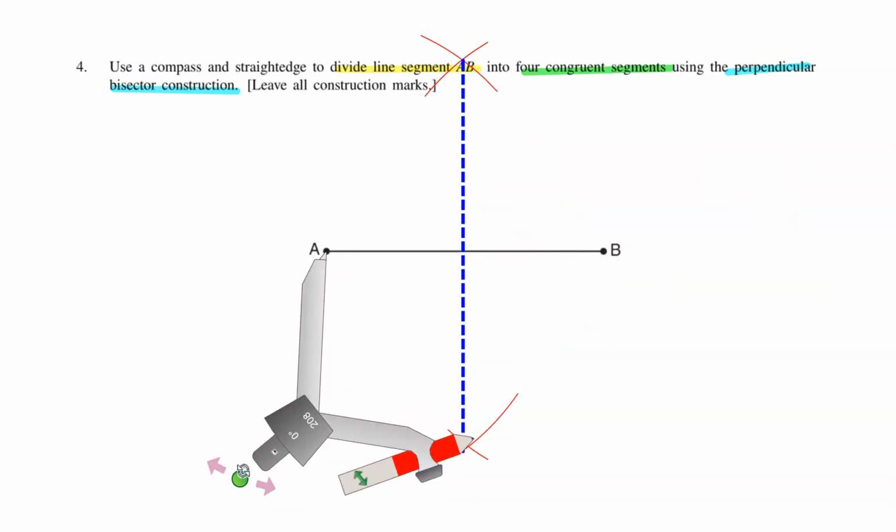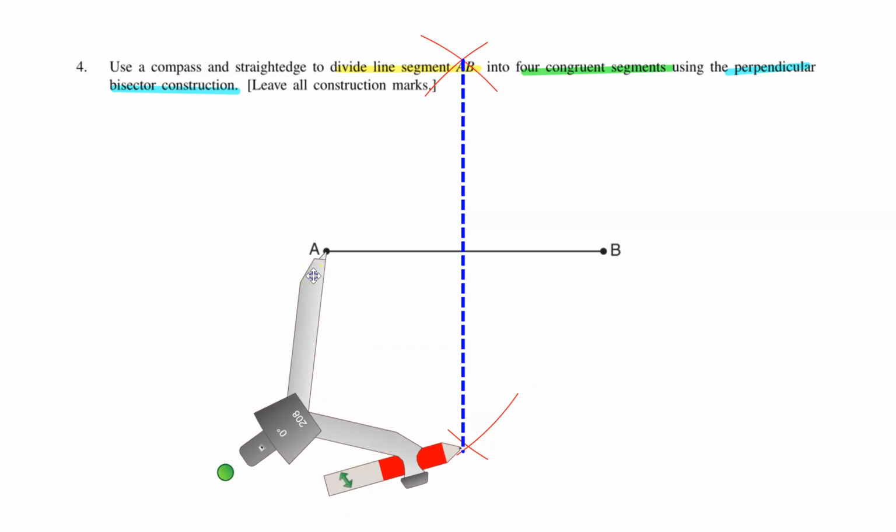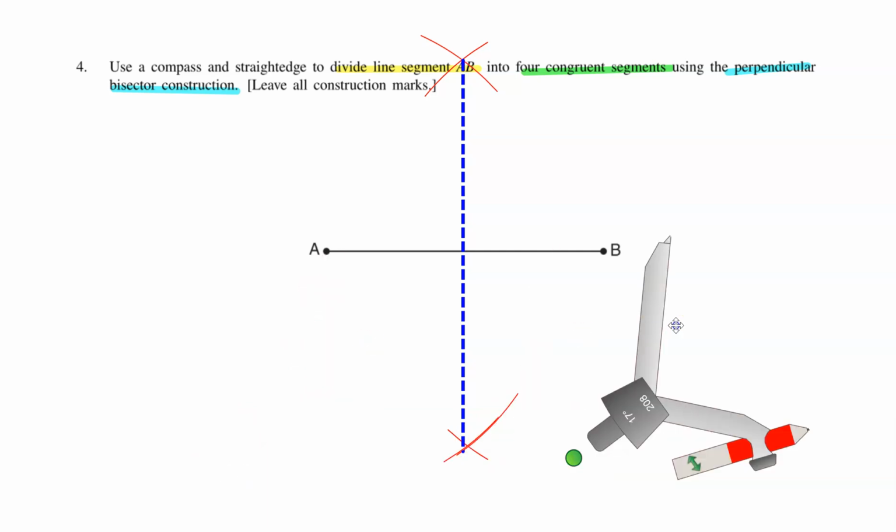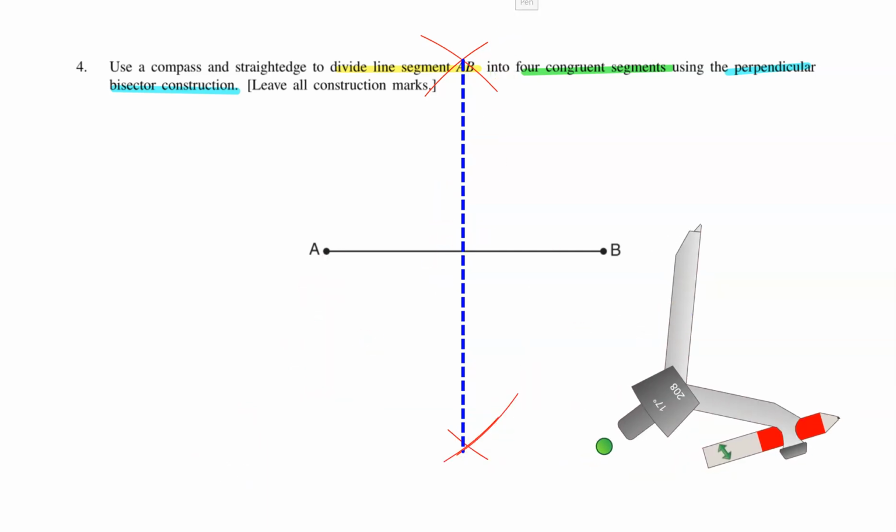Make sure I'm accurate here. Oh, I was off a little bit. Here we go. That makes more sense. There we go. All right, so we have that intersection. That's your first right angle right there. All right, but that's only 2. 1, 2. We want 4.